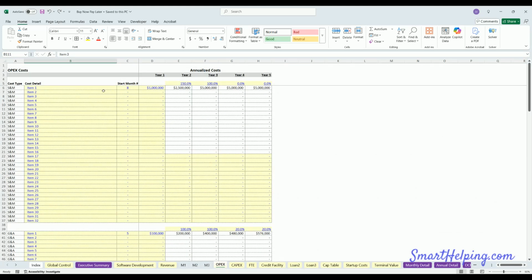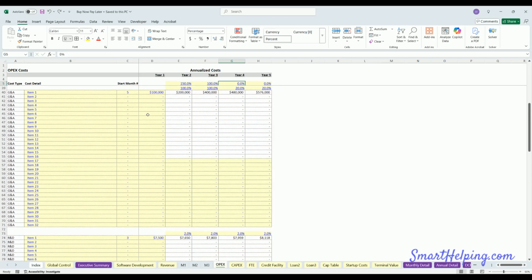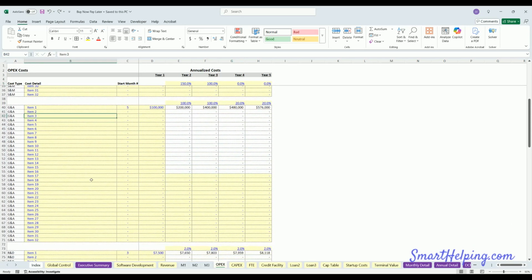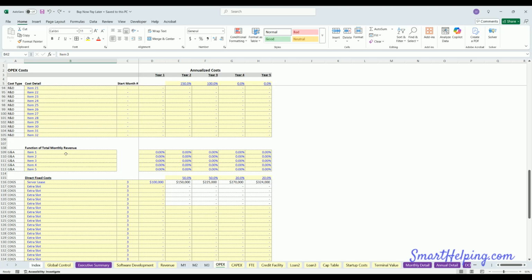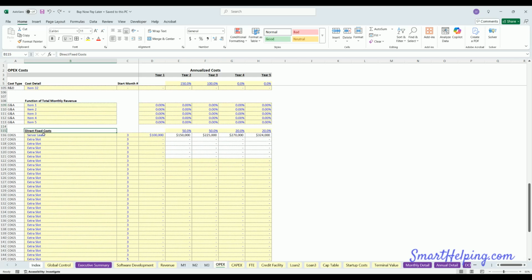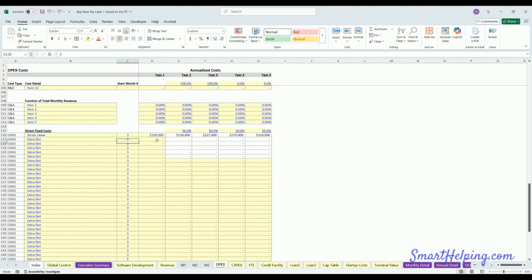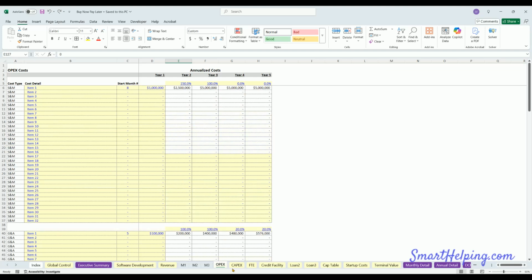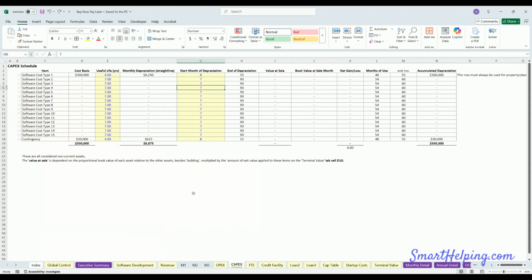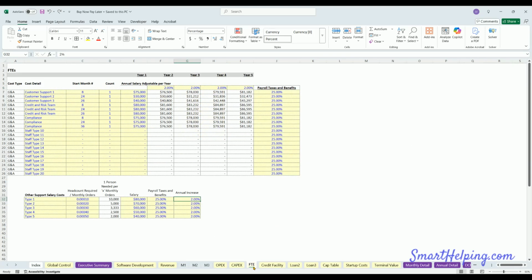OPEX, here we can define just some fixed operating costs: sales and marketing, the start month, the annualized cost, the change in that over time. G&A, R&D, same deal. Other costs as a function of total monthly revenue, and then other direct fixed costs that would be considered cost of goods sold, their start month and annualized amount. Then we have CapEx, which I went through, and FTEs, full-time employees.